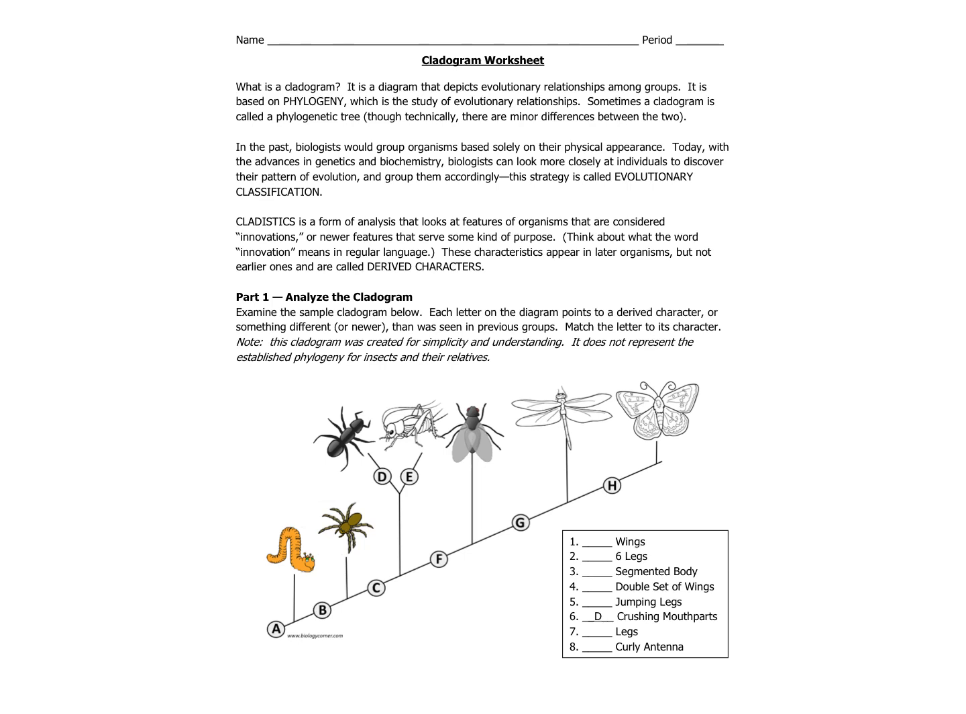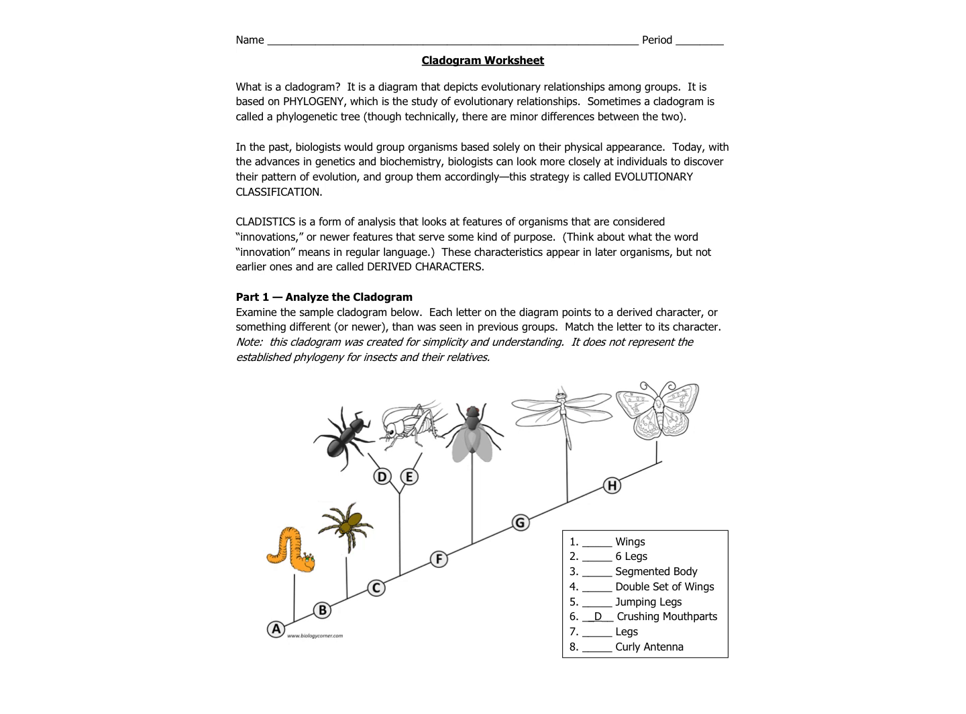Today you're going to complete a cladogram worksheet. What is a cladogram? It's a diagram that depicts evolutionary relationships among groups. It is based on phylogeny, which is the study of evolutionary relationships. Sometimes a cladogram is called a phylogenetic tree, though technically there are minor differences between the two.